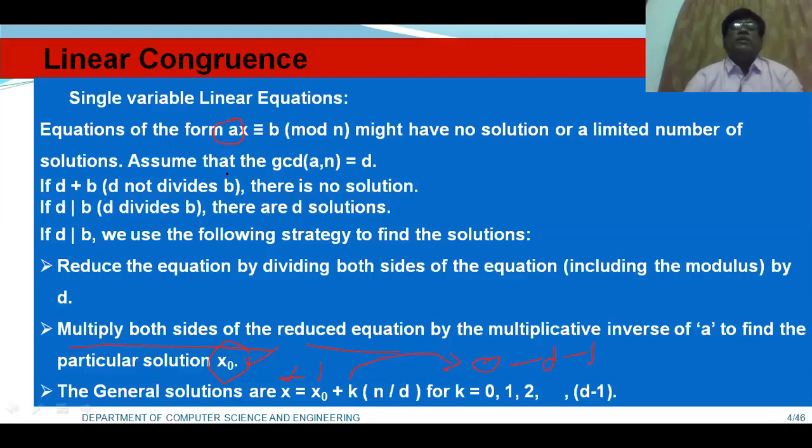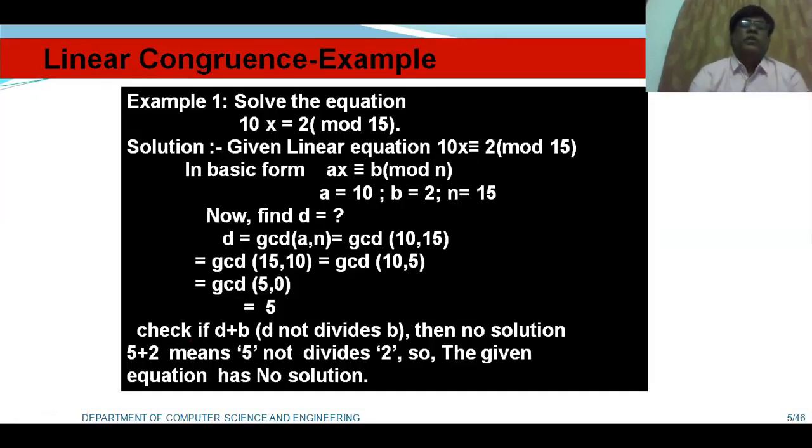Any equation, if it contains a solution, then it is possible to find the particular solution to the equation, and we can also find the general solution. This is the way of solving the equation. Example: solve the equation. Assume this is the congruent symbol.